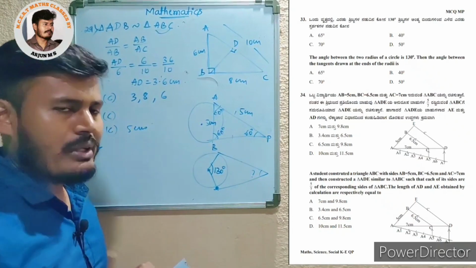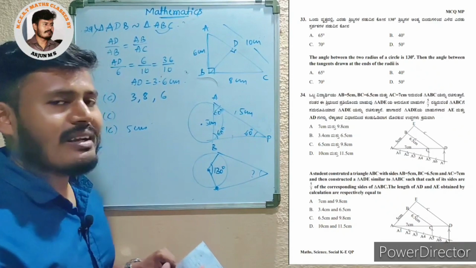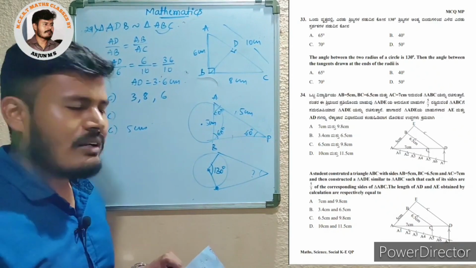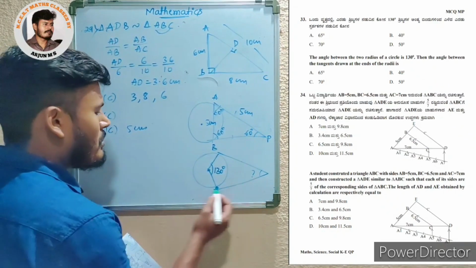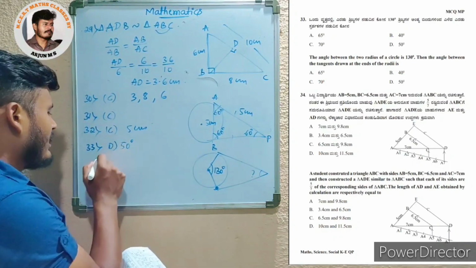According to the quadrilateral property, the sum of each and every pair of opposite angles is always equal to 180 degrees. That's why this one is equal to 50 degrees. Here option D is correct.